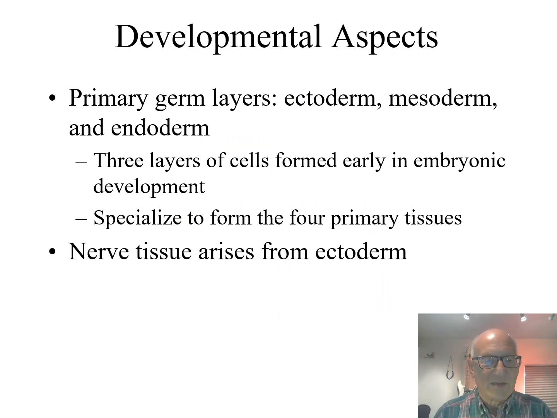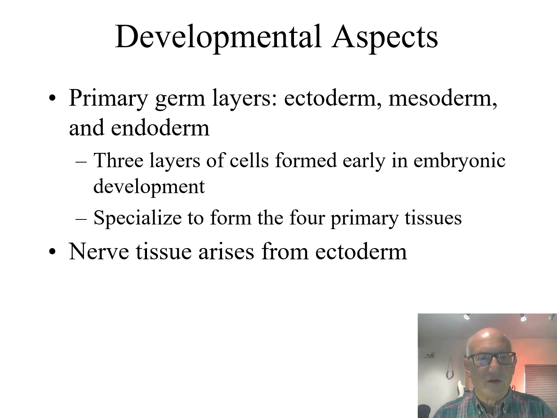Developmental aspects of these tissues: the primary germ layers, or layers that these tissues come from embryologically, are ectoderm, mesoderm, and endoderm. They are 3 layers of cells formed early in embryonic development. They specialize to form the 4 primary tissues.